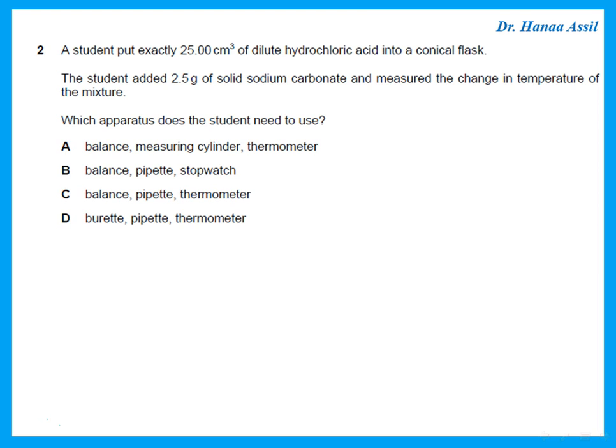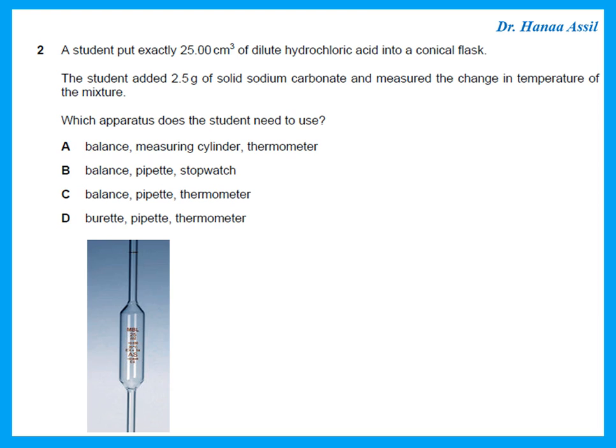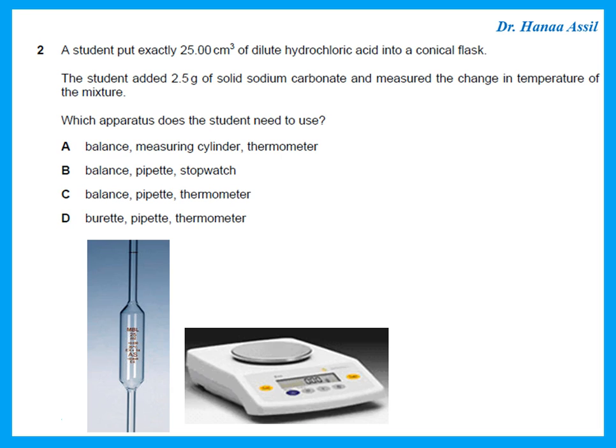A student put exactly 25 centimeter cubed of dilute hydrochloric acid into a conical flask. The student added 2.5 grams of sodium carbonate and measured the change in temperature. Which apparatus does he need? Well, let's take a look. For the 25 centimeter cubed of dilute hydrochloric acid, he should use a pipette. For the 2.5 grams of a solid, he should use a balance. And to measure change in temperature, he will need a thermometer. So that is C. We need a balance, pipette, and thermometer.